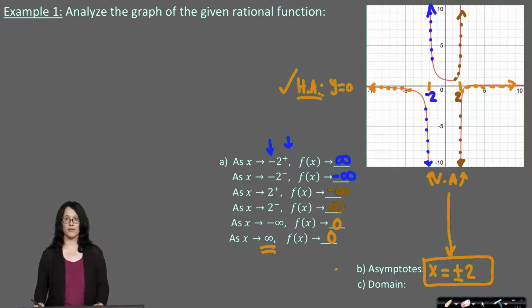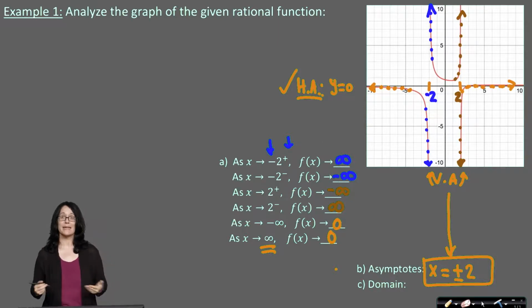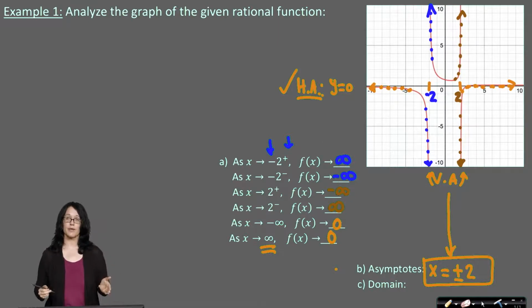It's kind of like driving your car. You're in a certain lane, and you're getting closer and closer to the median. Maybe you're texting and you shouldn't be. And you're getting closer and closer to the median. You hit the median, but you get back in your lane. Same idea. You can approach something and touch it and then get back on track. And that's exactly what's happening sometimes with horizontal asymptotes.